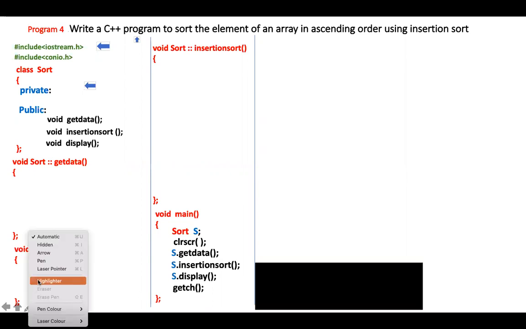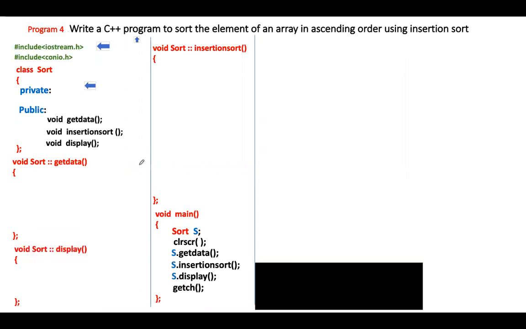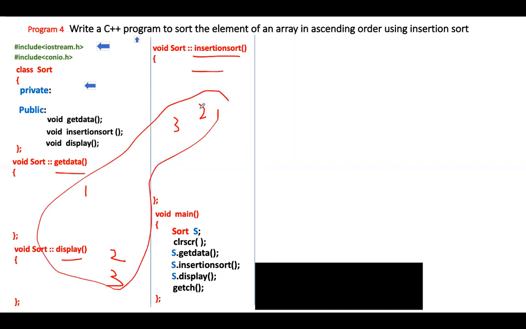One doubt you might have. See here, I have written get data first, then display, and then insertion sort. Now you might have a doubt and ask, sir, you have written in this arrangement. This should be 1, this should be 2, and this should be 3. This should come third. But you have written this as third and this as second. Will this execute first and then will it execute this? You might be having this doubt, right?